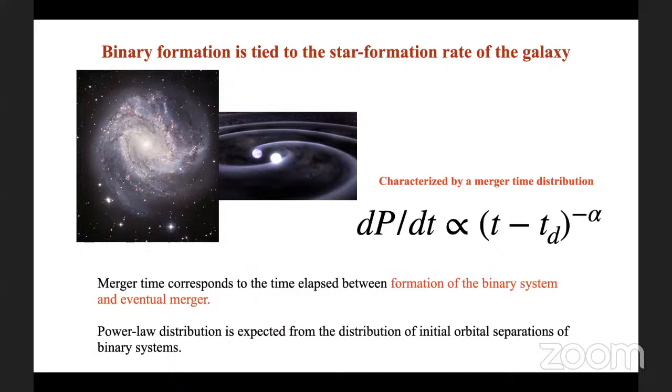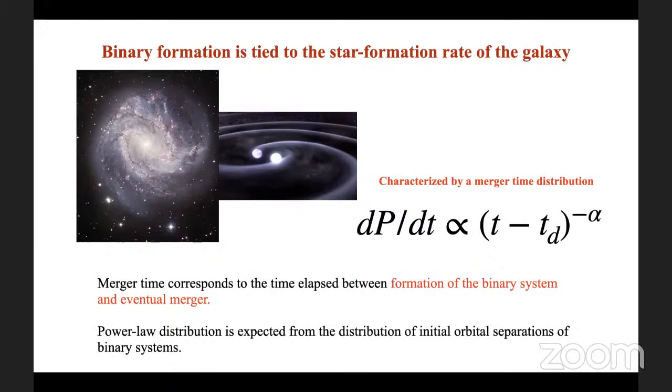Essentially, we expect that the merger times, the time between when the progenitor system forms and when the progenitor system merges, follows a power law with some slope alpha, which is expected to be between -1 and -1.5. This kind of power law behavior is expected from the distribution of the initial orbital separations of these binary systems. Oftentimes it's also parameterized with some initial delay time that is associated with the merging object.